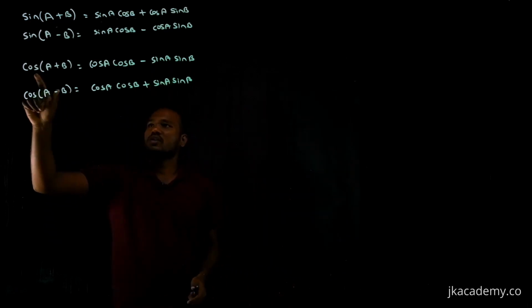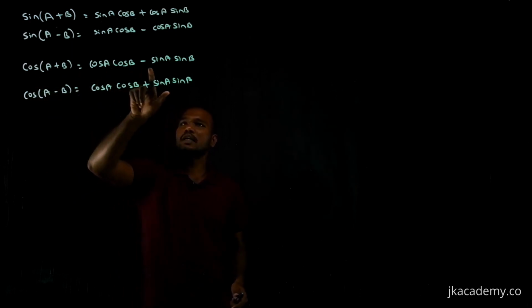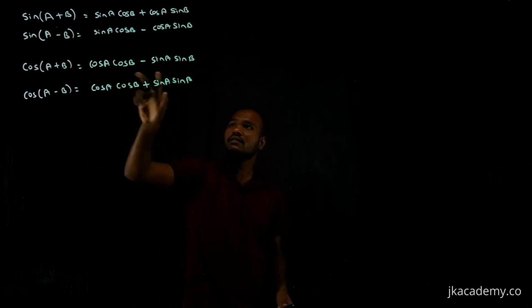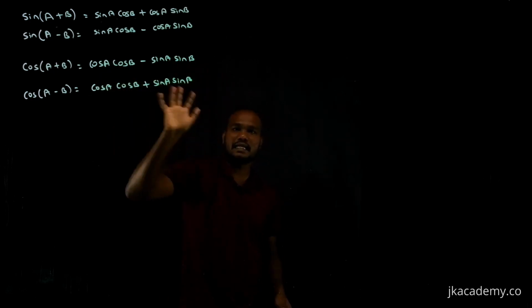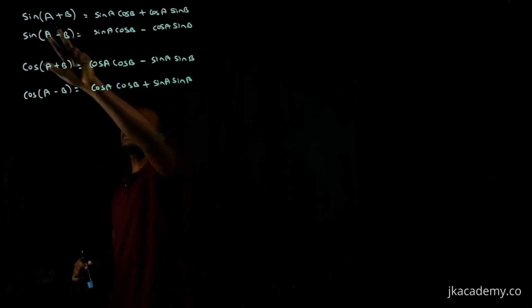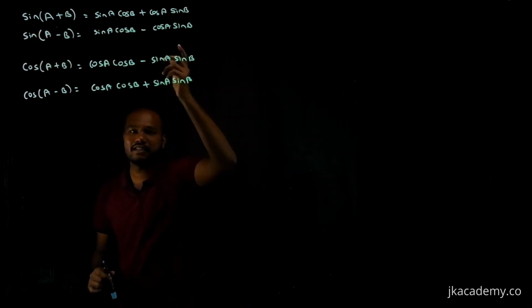Chalo, cos of A plus B is what? Cos A cos B minus sin A sin B. Cos is not a mixture. It's a single function. That is cos cos, sin sin. Each term has only single functions. Here in sin there is a mixture: sin cos, cos sin.